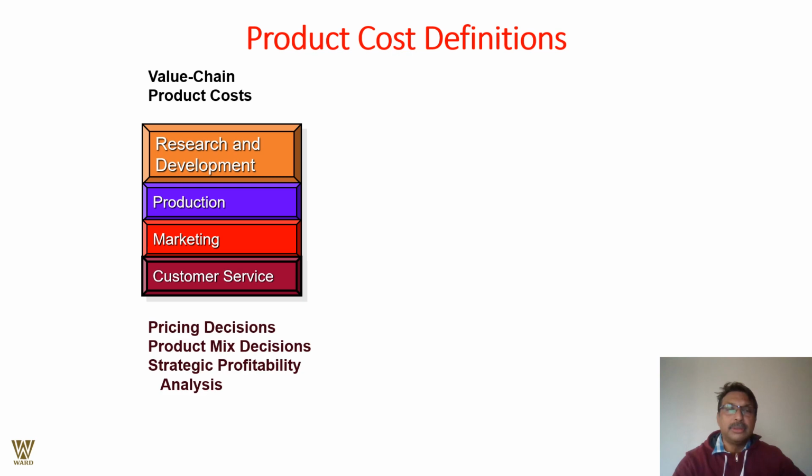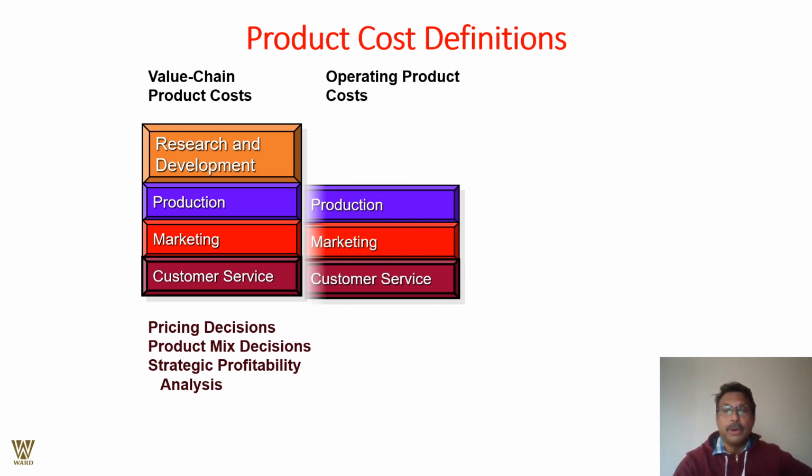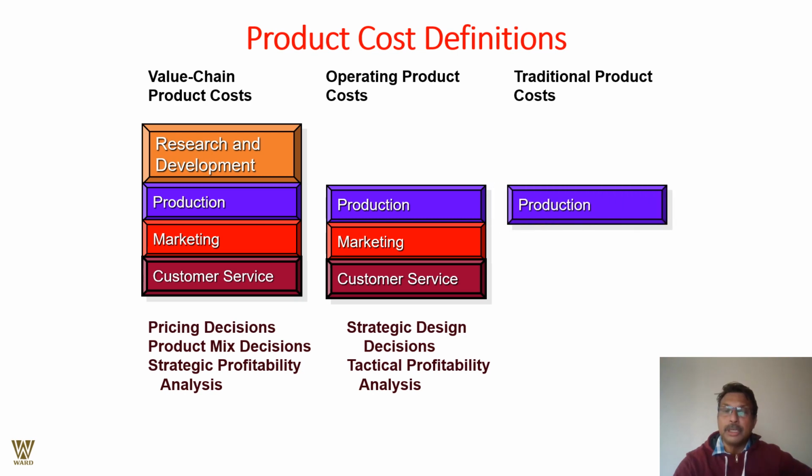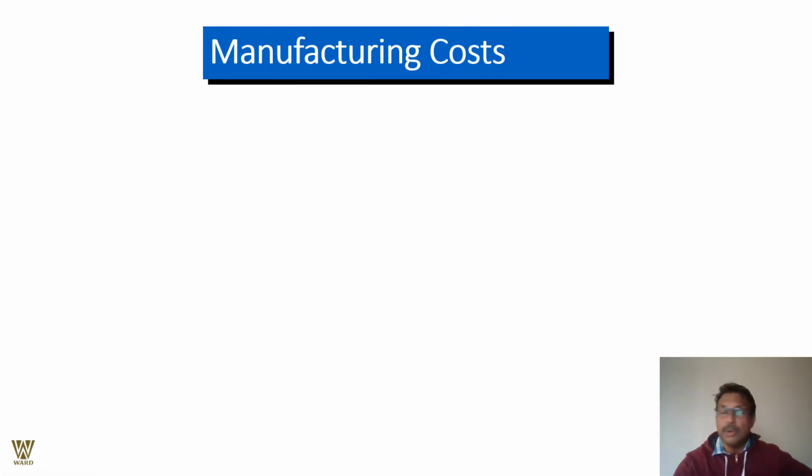Value chain production: what are we looking into? We are talking about R&D (research and development), production, marketing, and customer services. These are the operations of a company. Then we will talk about the pricing decision, the product mix decision, the strategic profitability per se. Then let us come to the operating product cost. What are we looking at? Production, marketing, and customer services, nothing beyond it, for the strategic design decision and tactical profitability analysis. Then comes the traditional product cost, as in production only.